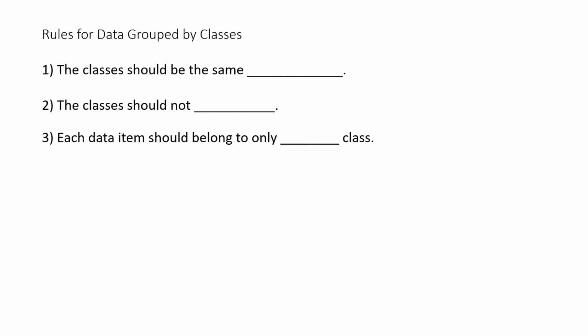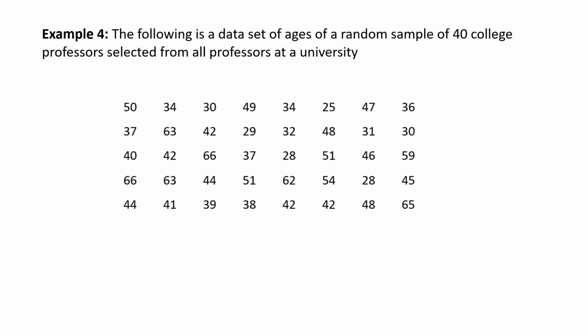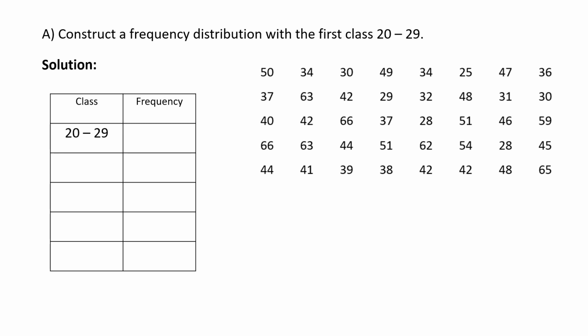Some rules for data grouped by classes. 1. The classes should be the same width. 2. The classes should not overlap. And 3. Each data item should belong to only one class. Example, the following is a data set of ages of a random sample of 40 college professors selected from all professors at a university. Part A. Construct a frequency distribution with the first class 20 to 29.